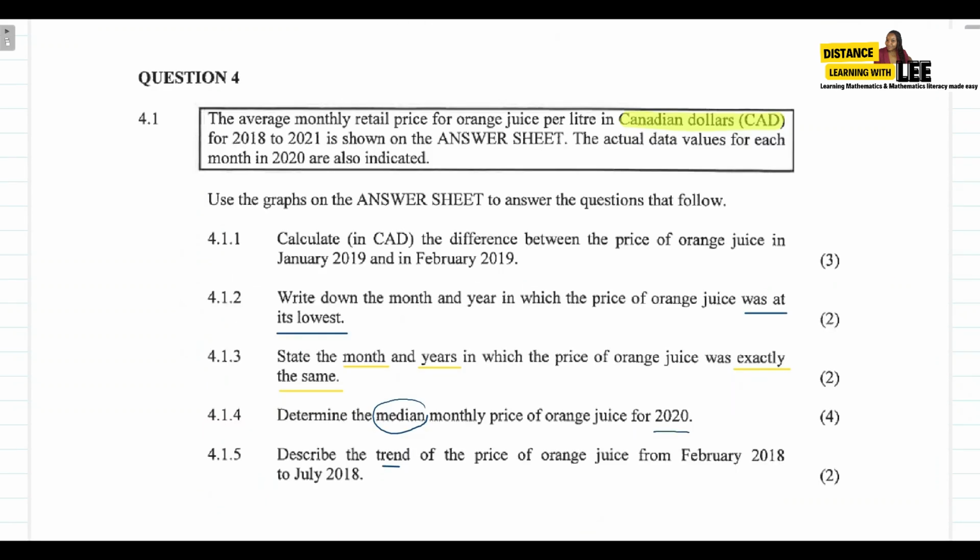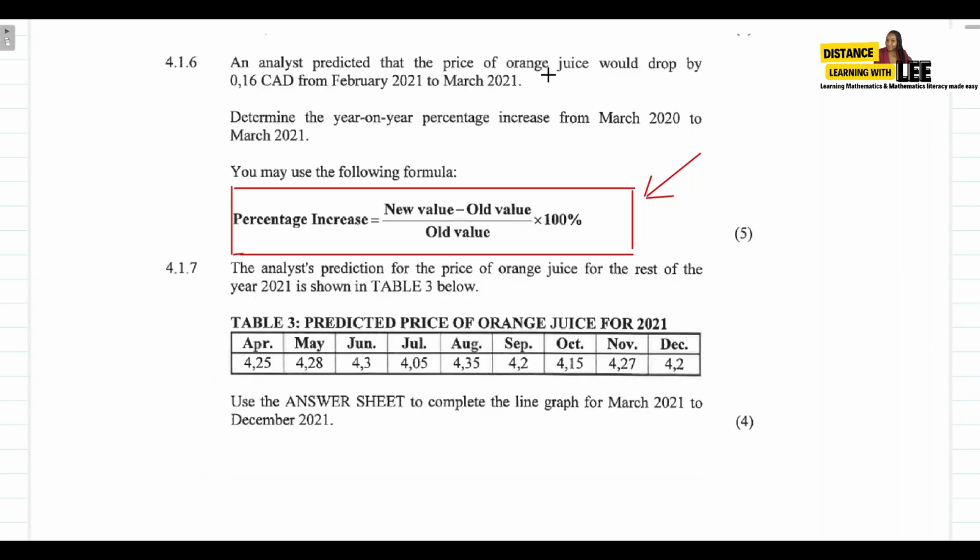However, we were given information here, right? They tell us that the price of the orange juice would drop by 0.16 Canadian dollars from February 2021 to March 2021, right? So the fact that we've got the average retail price of the orange juice in Canadian dollars for February 2021 is great because we can just minus that 0.16 to get what the price is for your March 2021.